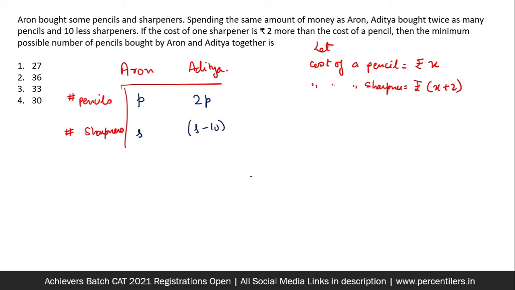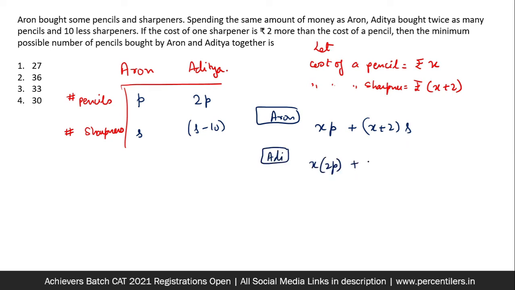So the equation that we are going to make is that the amount spent by Aaron is x into P, price of a pencil, into number of pencils, plus x plus 2 into S, price of a sharpener, into number of sharpeners. And Aditya spent 2P into x plus price of a sharpener into S minus 10. Now these two things are equal. On solving these two, we are going to get xP is equal to 10 times (x plus 2).